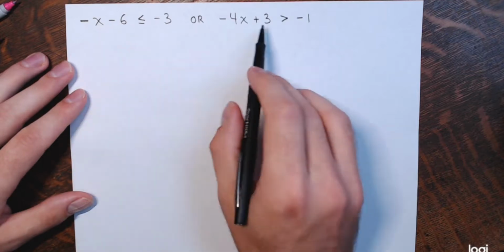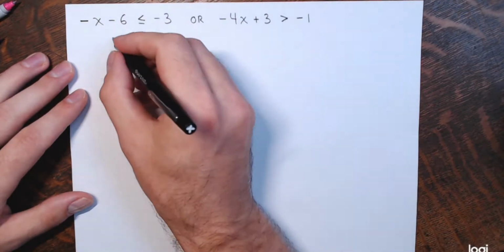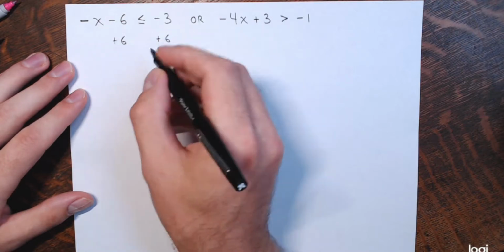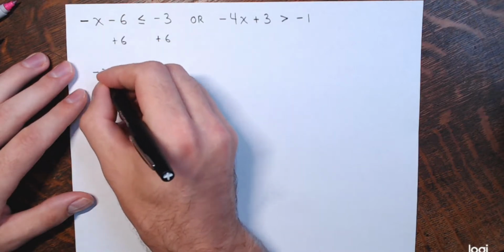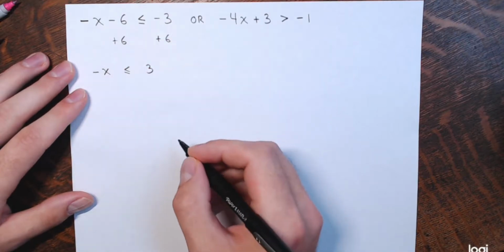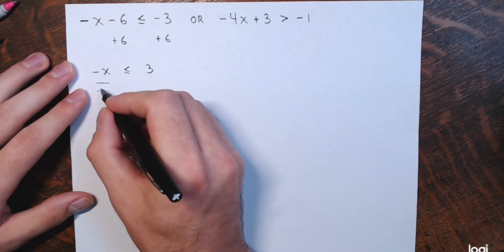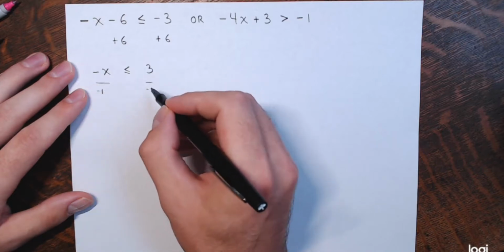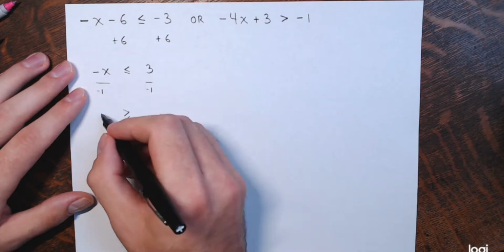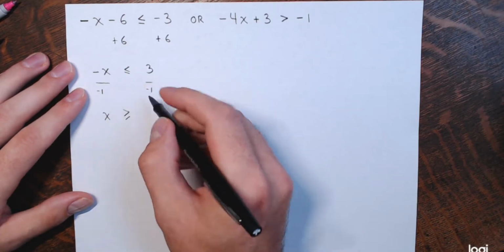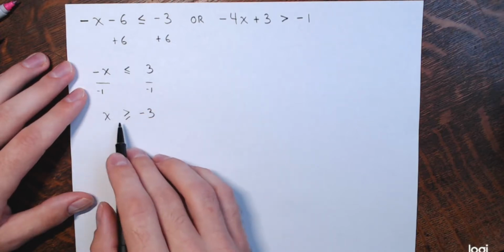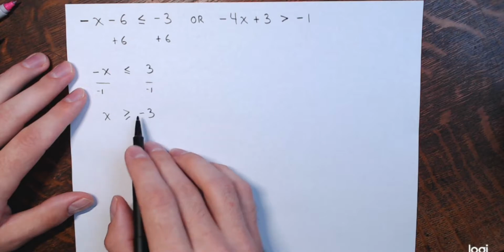So again, I'm just solving each one. First, for this first inequality, I would add 6 to both sides, giving me -x on the left is less than or equal to +3. And then I would divide by -1, and that would flip the symbol. So that becomes greater than or equal to, and you'd have x on the left, -3 on the right. So these are solutions. These belong to my graph because they satisfy the first inequality.